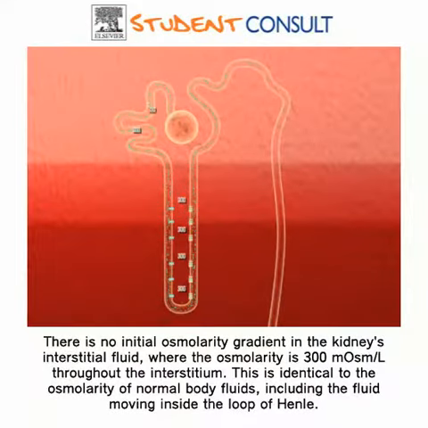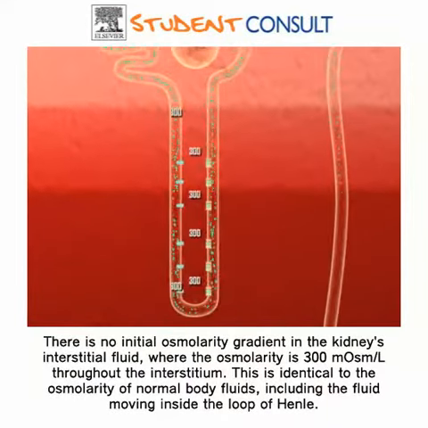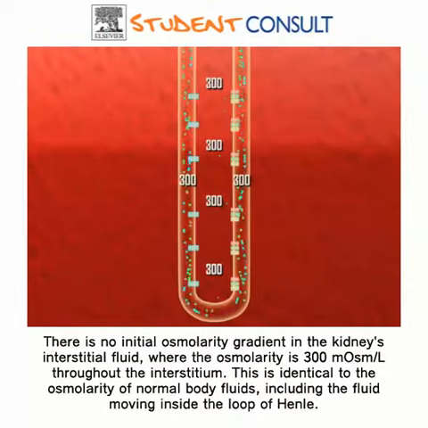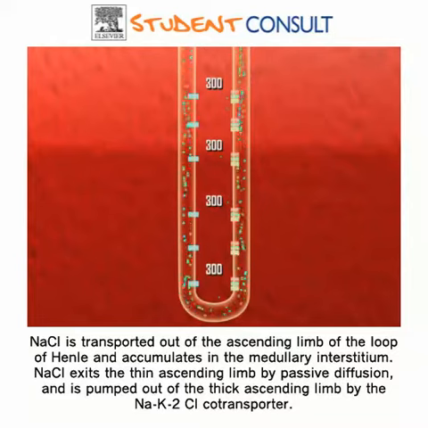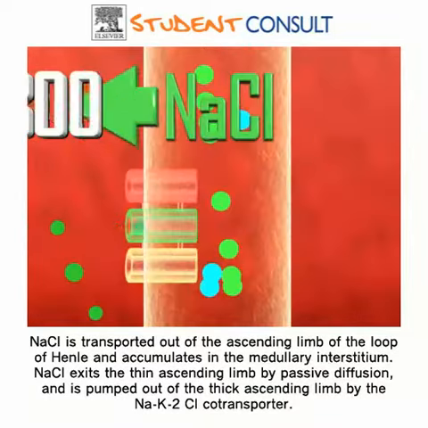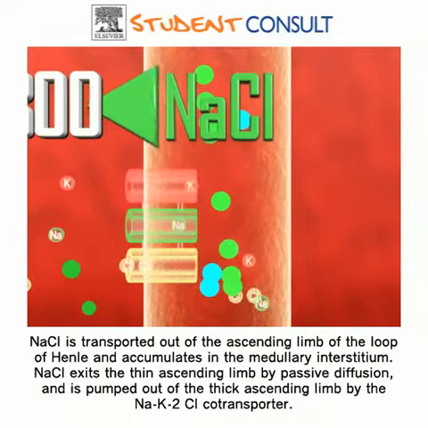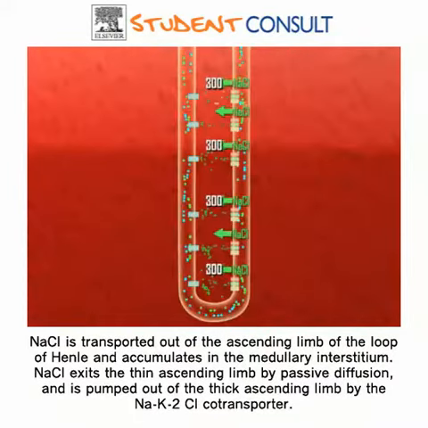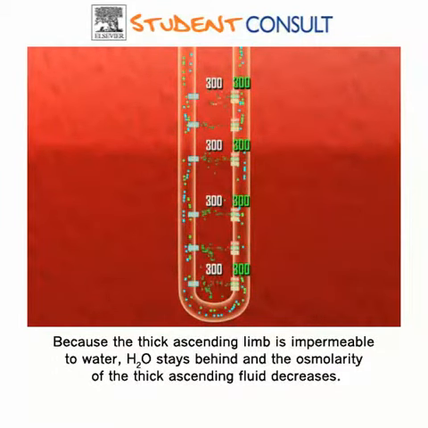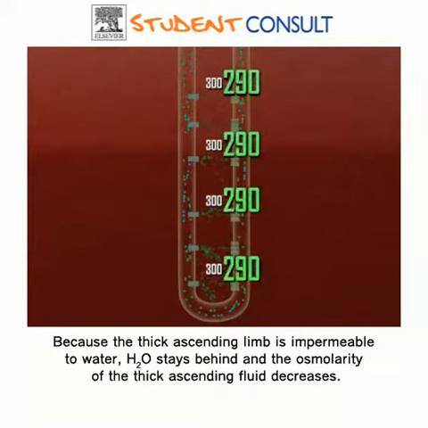There is no initial osmolarity gradient in the kidney's interstitial fluid, where the osmolarity is identical to that of normal body fluids. The first step involves sodium leaving the ascending limb, either by passive diffusion in the thin ascending limb or by the NaK2Cl cotransporter in the thick ascending limb. Because the thick ascending limb is impermeable to water, water stays behind and the osmolarity of the thick ascending fluid decreases.